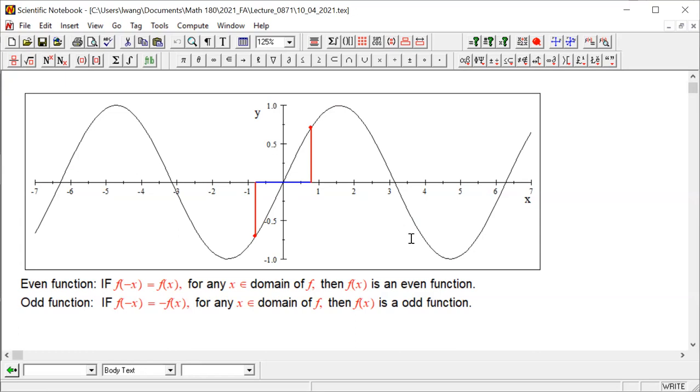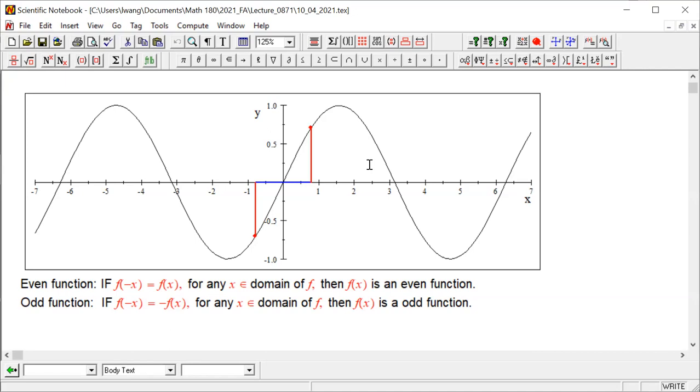So that confirms that sine is an odd function. For odd functions in integration, you have some interesting properties. Chapter 5 of calculus 1.